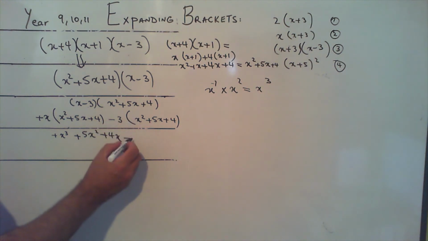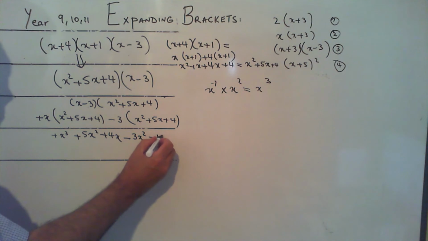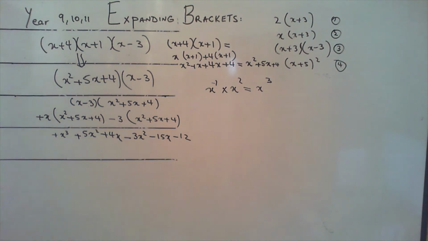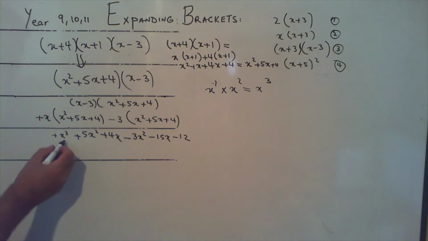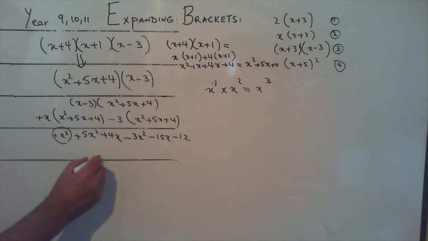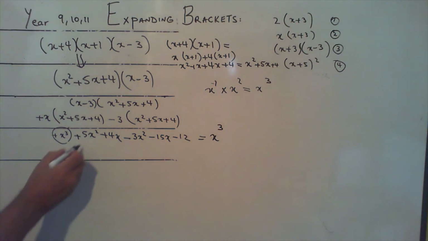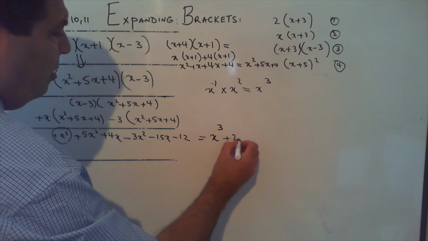Minus times plus is a minus. Minus times plus is a minus. And minus times plus is a minus. Now, of course, whenever you expand, you are expected to simplify. Most of the questions do say expand and simplify. Any of x to the power of 3 is only 1. So I'm going to write this equals x to the power of 3. For the power of 2, I've got 5x squared minus 3x squared. So that obviously gives me 2x squared.